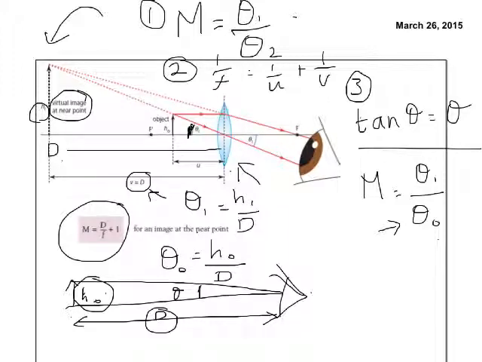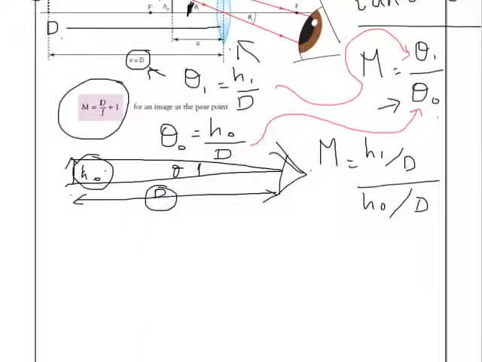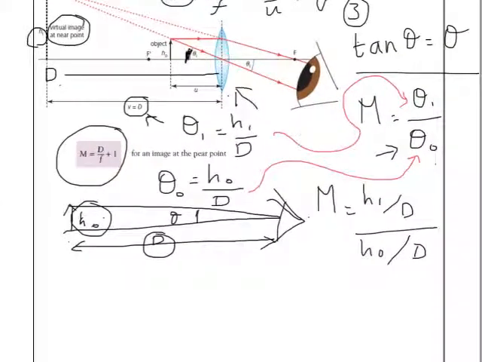Now we can substitute both of these relationships in. That one would go in there, and this one would go in here. And we would end up with magnification equals H1 over D divided by H0 over D. Simplifying, getting rid of the D's, we end up with magnification equal to the ratio of the heights.